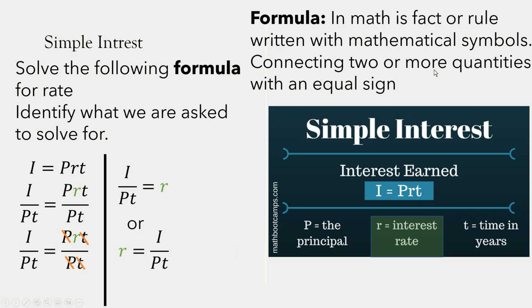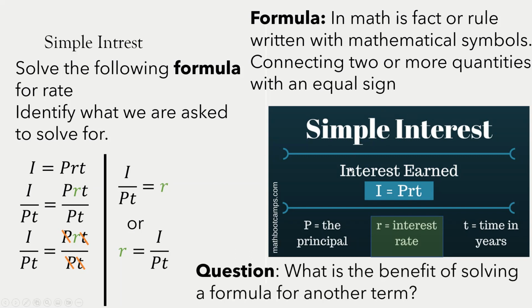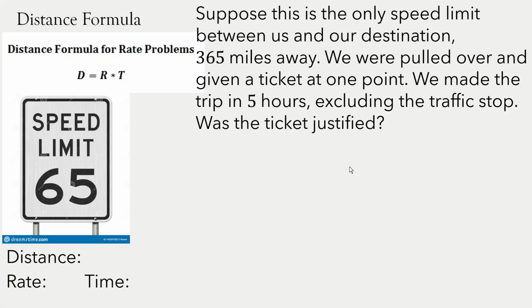All right. Let's continue. So the question is, what's the benefit actually of solving a formula for another term? We'll cover that in a little bit. The distance formula. Distance is equal to rate times time. So suppose this is the only speed limit between us and a destination 365 miles away. We are pulled over and given a ticket. We made the trip in 5 hours, excluding the traffic stop. Was the ticket justified? Okay, so the distance we're traveling is 365.